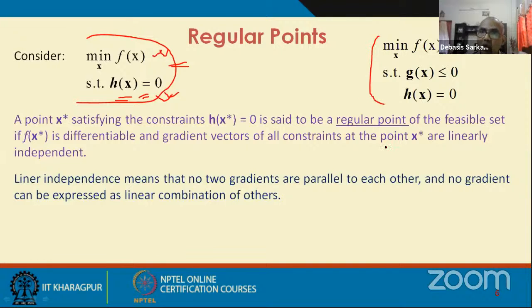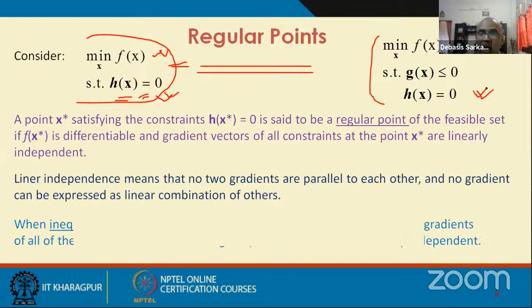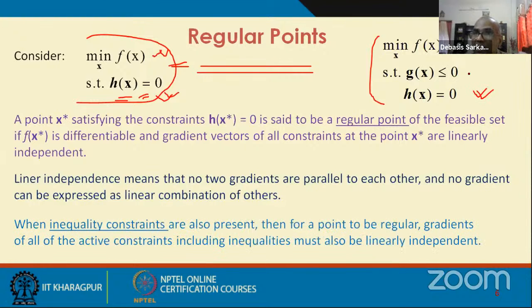Now let's talk about an optimization problem where you have both inequality constraints as well as equality constraints. How do I extend this concept of regular points here? Again, let us say x star is a regular point that satisfies h(x) equal to 0, and then you look at the inequality constraint of less or equal to type.